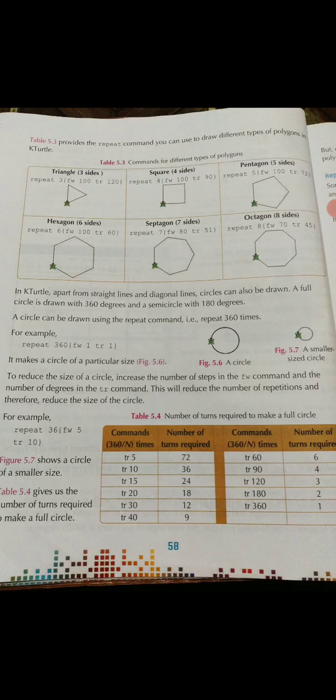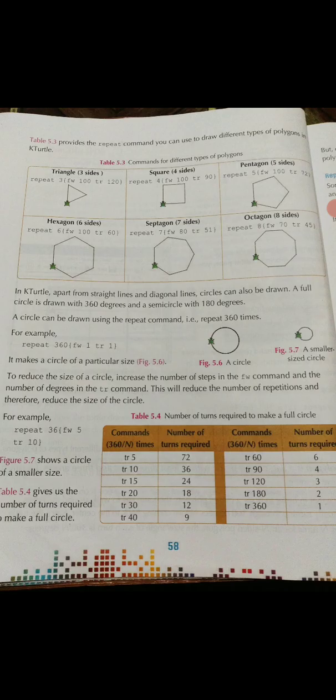In KTurtle, apart from straight lines and diagonal lines, circles can also be drawn. A full circle is drawn with 360 degrees and a semicircle is drawn with 180 degrees. Now students, if it is a full circle, it will require 360 degrees, and if it is a half circle, it will require 180 degrees. This much you remember. If the circle is full, then 360. If it is a semicircle, semicircle means where the circle is half, and it is 180 degrees.